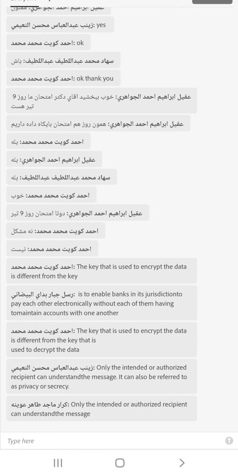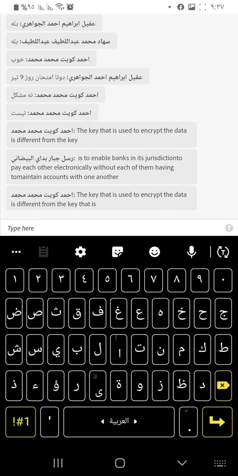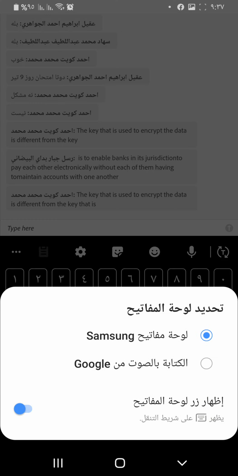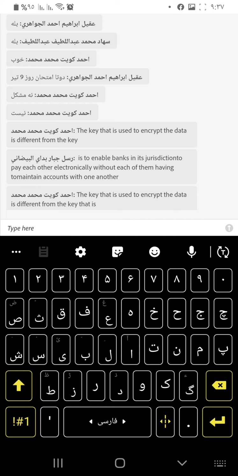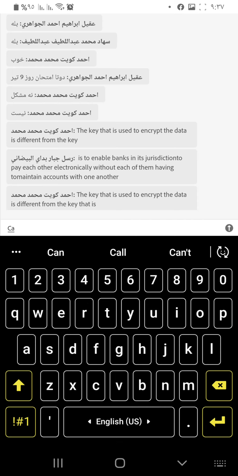What is data integrity? What is the purpose of data integrity? Carol Majed, thank you. That's the correct answer. Yes. It ensures that data has not been forged or modified by the adversary intentionally or accidentally.